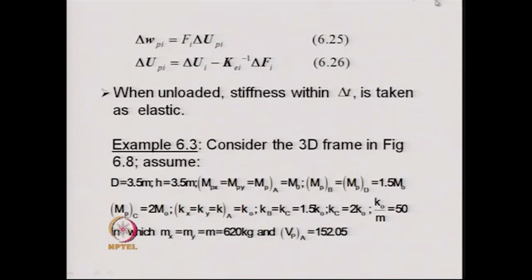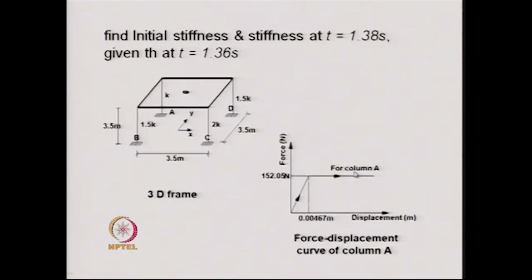The method is explained with the help of a 3-dimensional frame, which is shown in this figure. This is a 3-dimensional frame having different columns with different stiffnesses. As a result of that, we have an eccentricity both in the x and y direction.